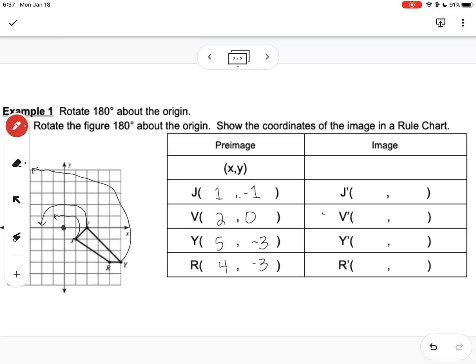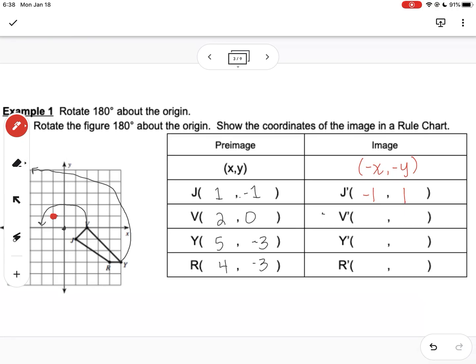When we were working with a 180-degree rotation, we could go either direction, and what was going to happen is that both the x and the y value change signs. So whenever it says -x and -y, think of it as the opposite of x and the opposite of y. If I look at point J, the opposite of +1 is -1, and the opposite of -1 is +1. So point J, when I go halfway around the origin, would end up at -1, +1. So there's the result of that first half turn.